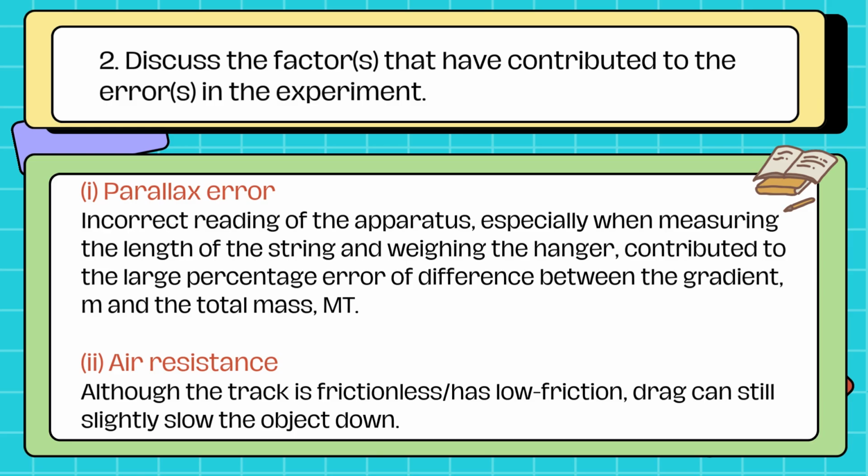For parallax error, incorrect reading of the apparatus, especially when measuring the length of the string and weighing the hanger, contributed to the large percentage difference between the gradient m and the total mass mt. As for air resistance, although the track is frictionless or has low friction, drag can still slightly slow the object down.